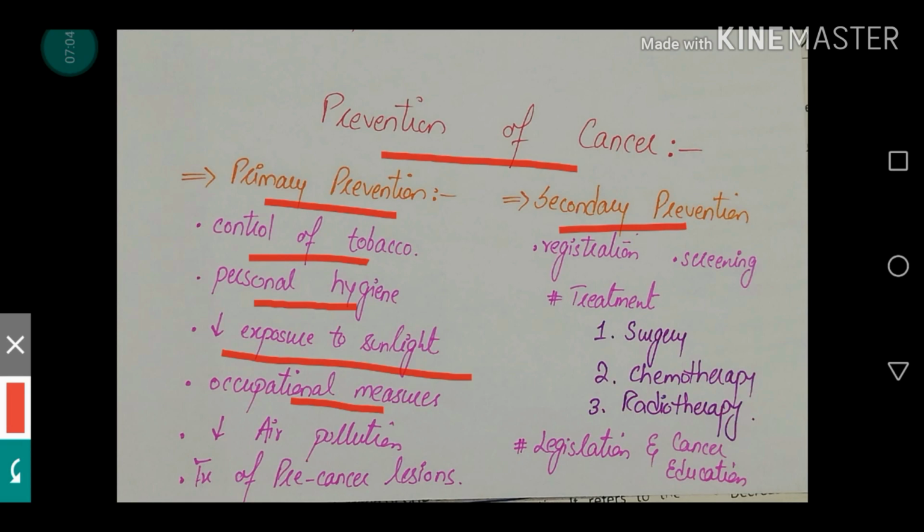Then it includes decreasing air pollution and treatment of precancerous lesions. This is done by screening and sampling. I will explain how these precancerous lesions can be screened and sampled when I explain screening. And then comes secondary prevention. This includes registration and screening, again as I've told already. And then comes the treatment. The treatment includes surgery, chemotherapy, and radiotherapy. The treatment of cancer I have explained in the principles of oncology.